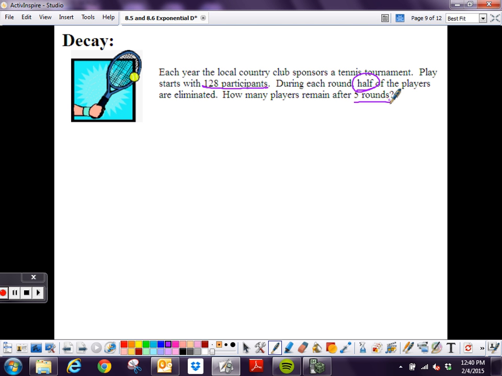Okay, so notice in this problem, they don't give you a percent. They don't give you a rate. But they do tell us that half of the players are eliminated, and half, that would be 50% of the people are eliminated. So we're going to use that as our rate. So we have y equals our start, which is 128. It's decreasing because the draw is getting smaller, so we've got 1 minus 50% as a decimal would be 0.5, and then there's 5 rounds.